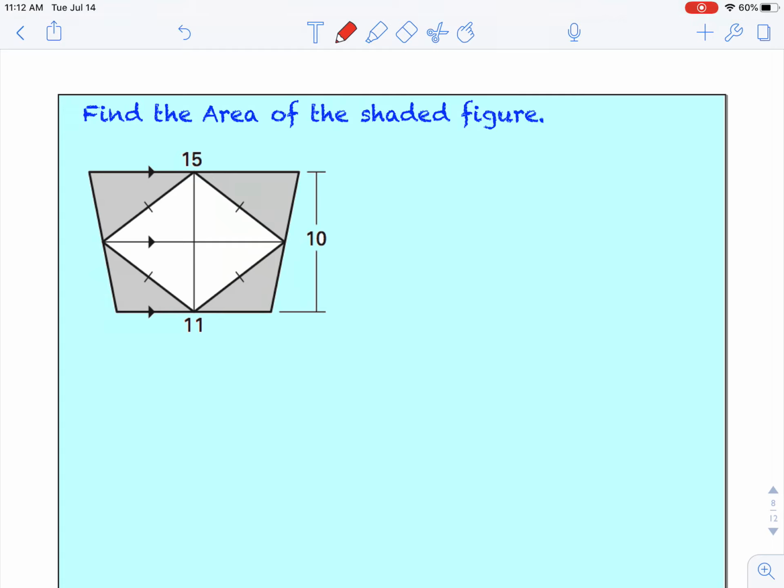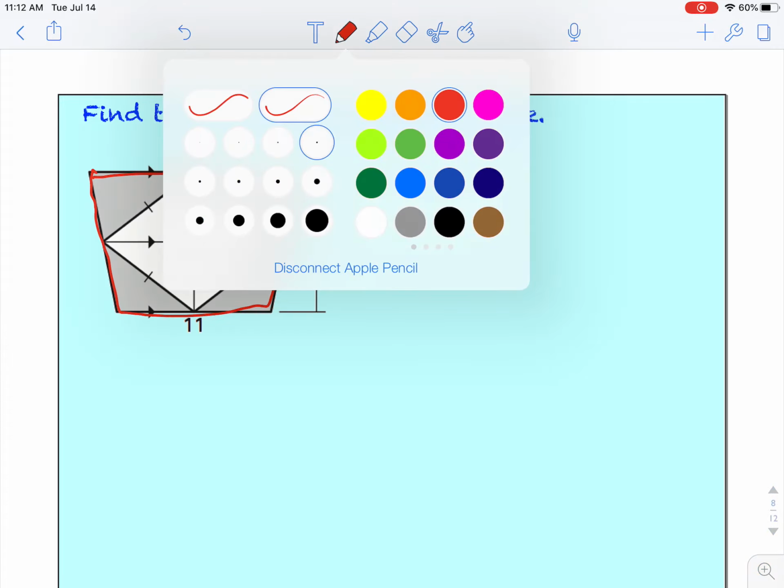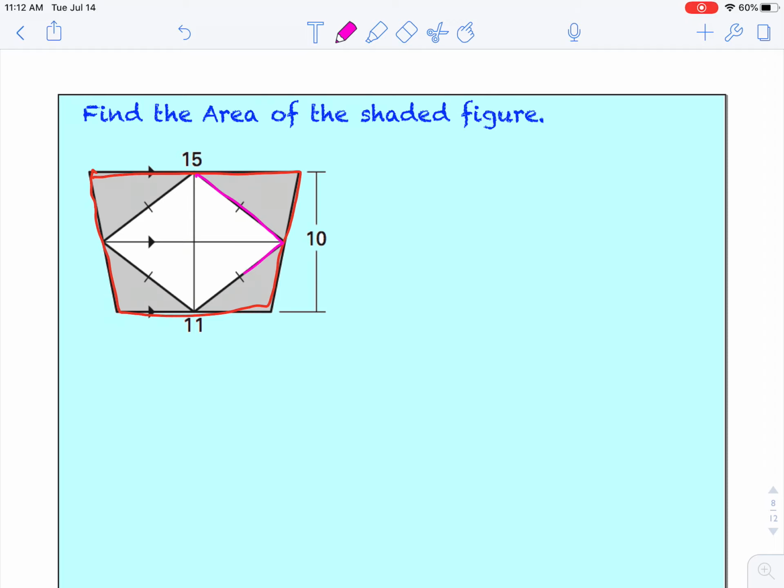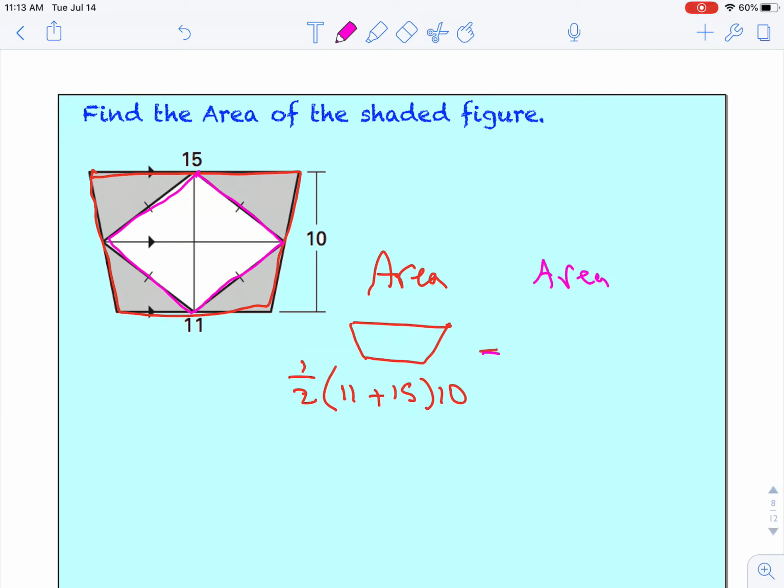So now let's move on to doing some area of the shaded figures. Let's go ahead and try this one. So what do we have here? Well, we have this trapezoid right here, and then we're going to have to subtract from it this rhombus. So let's work on finding the area of the trapezoid, which, remember, that formula is 1/2 base 1 plus base 2 times the height.